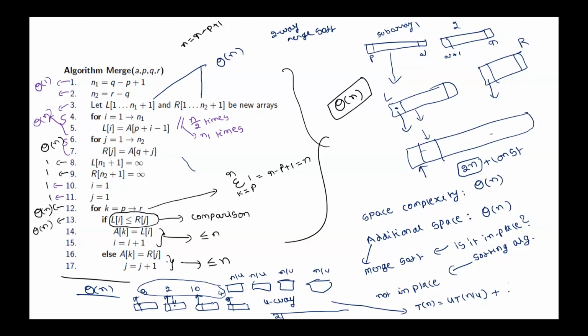Even if I go for 4-way merge sort, what is the running time? T of n is which case of master theorem? Second case. There is no change, again theta of n log n. There are other variants also that we are not going to discuss, like external merge sort.